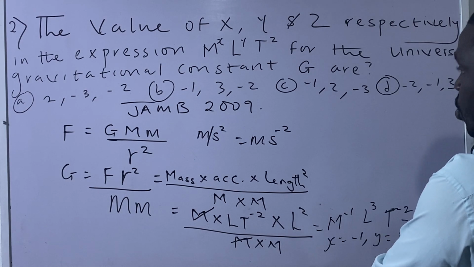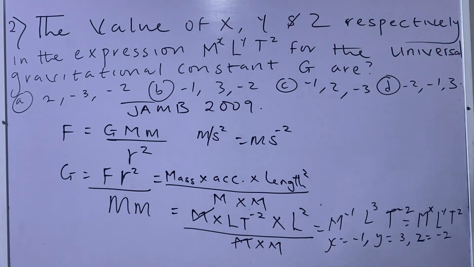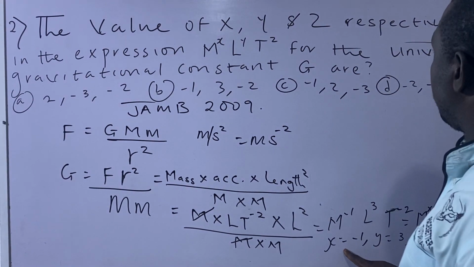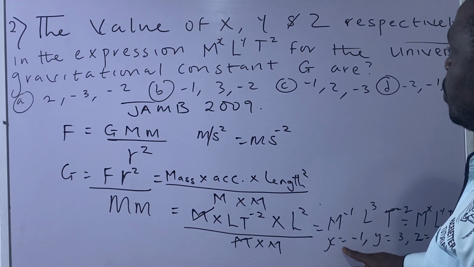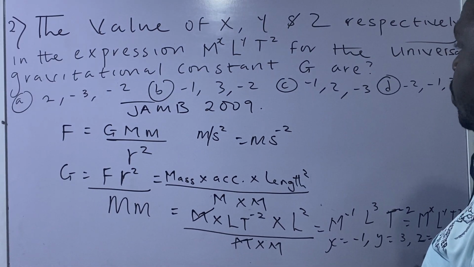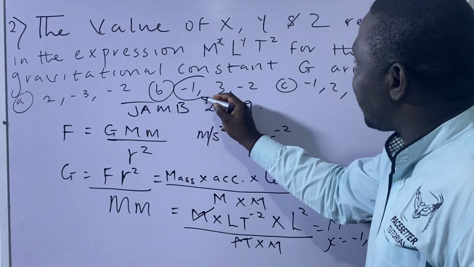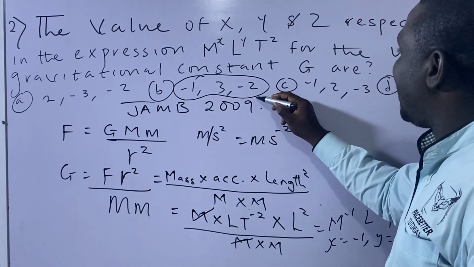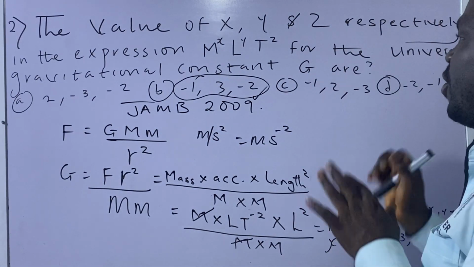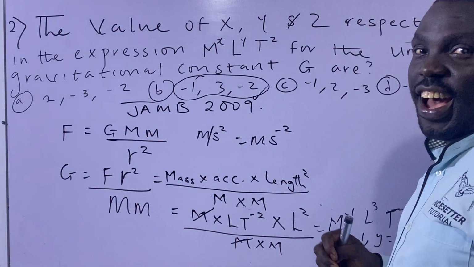Do we have such option there? So we check minus 1. Are we sure we have it? Minus 1, 3, minus 2. Okay, look at it here. So V is the answer. Very simple. Bye.